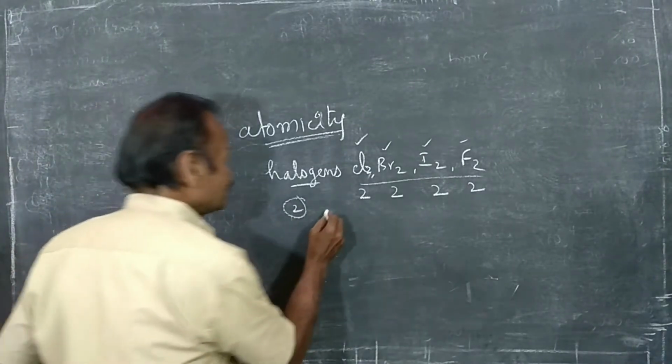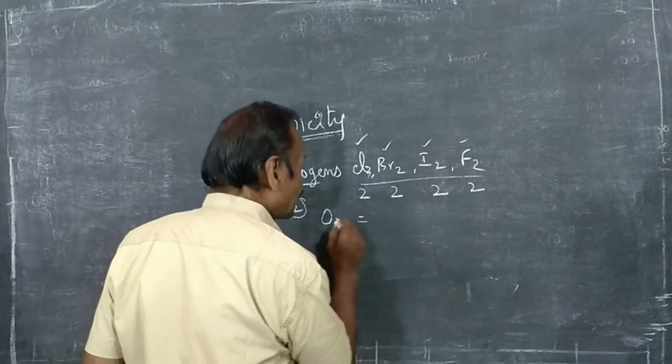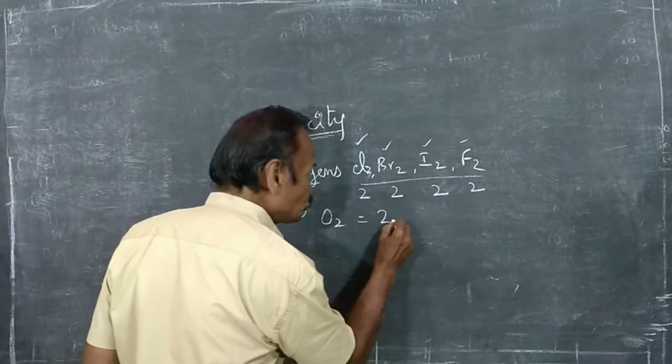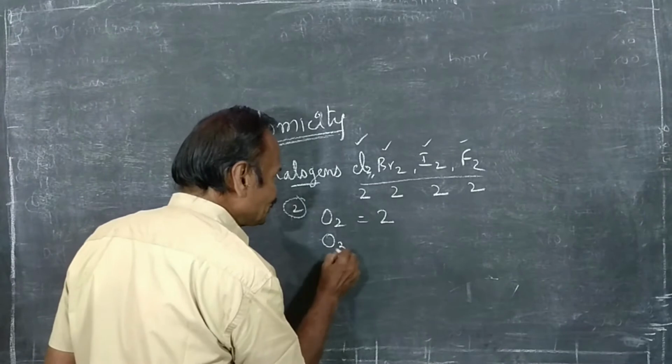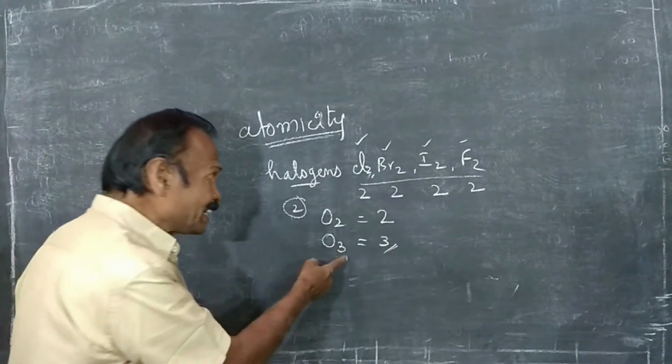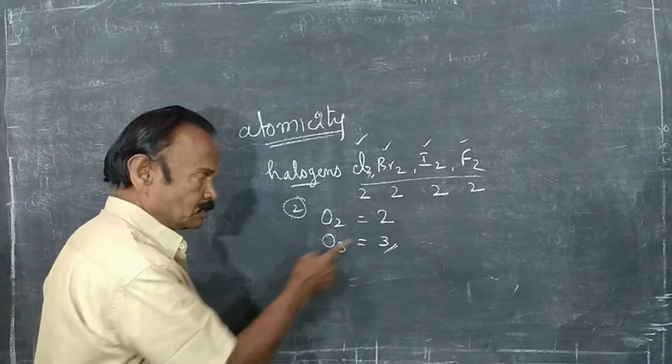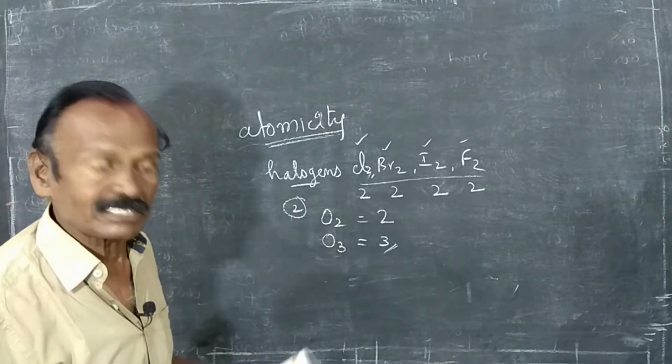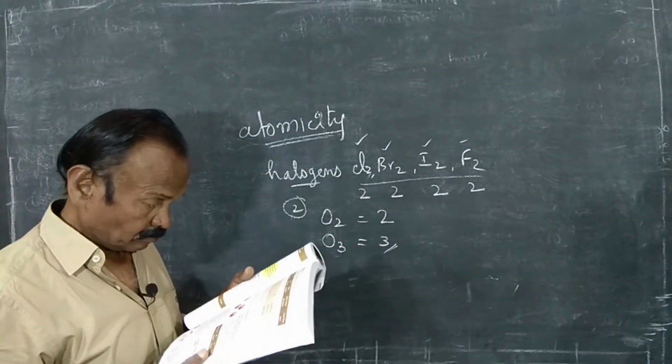So the atomicity of oxygen is 2. The atomicity of ozone is 3. So there are 3 atoms in ozone.